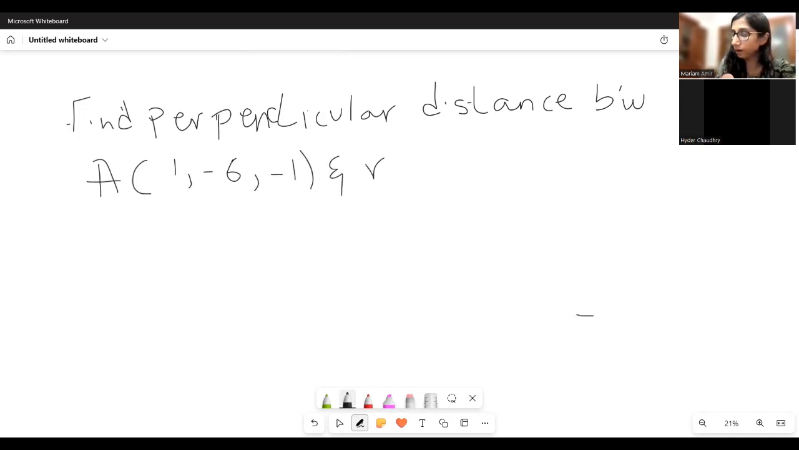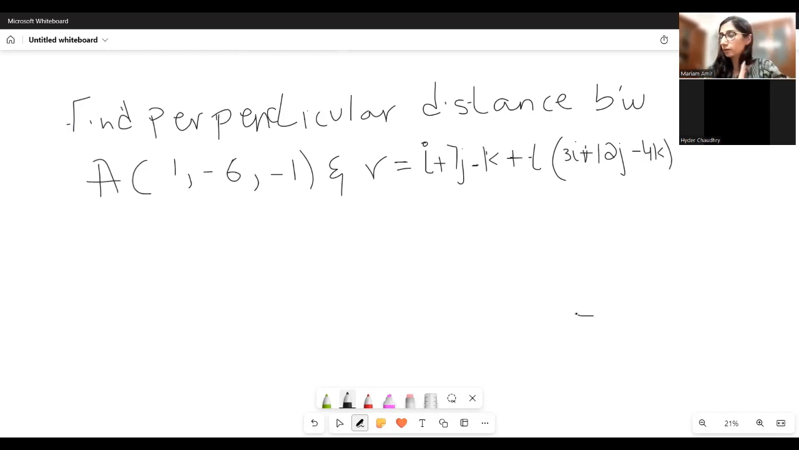And the line R equals i plus 7j minus k plus t times 3i, 12j and minus 4k. That is, i plus 7j minus k plus t times 3, 12, minus 4. All right.